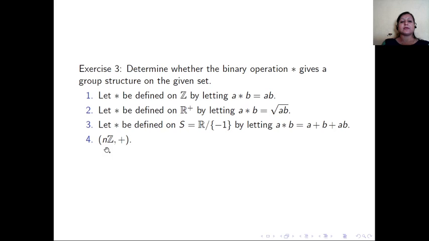This fourth example I have directly written. Check whether this nZ under addition is a group. What is nZ? Set of all multiples of n. Set of all integer multiples of n. So nZ is the set n into a such that a belongs to Z. Then you can show that it is a group under the operation addition.